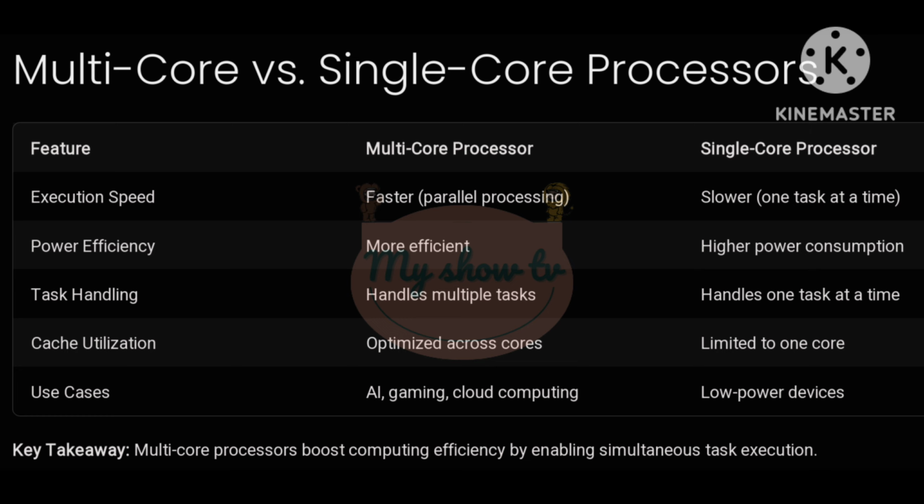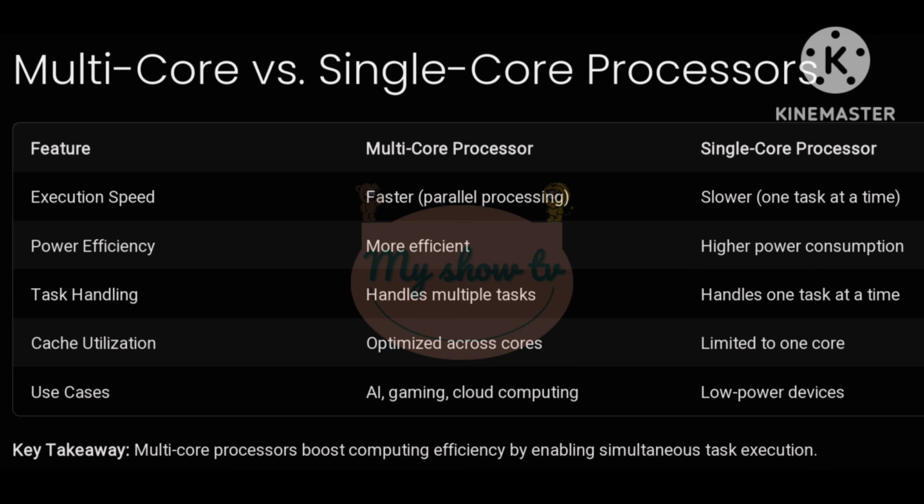Let's compare multi-core processors and single-core processors based on key performance factors. 1. Execution speed. Multi-core processors execute multiple instructions at the same time, significantly reducing processing delays. Single-core processors execute one instruction at a time, leading to slower task completion. 2. Power efficiency. Multi-core processors distribute workload across multiple cores, reducing power consumption per core.